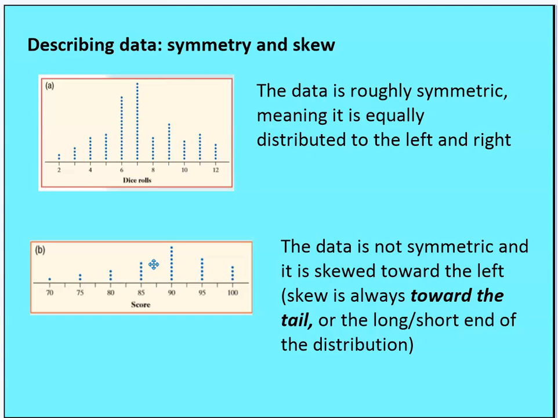So in statistics we're going to talk about skew in relation to where the tail is for the set of data. So in this case the skew is towards the left, or towards the tail of the data set. So we can have it skewed right or left. In this case it's left, and at the top we say it's roughly symmetric.